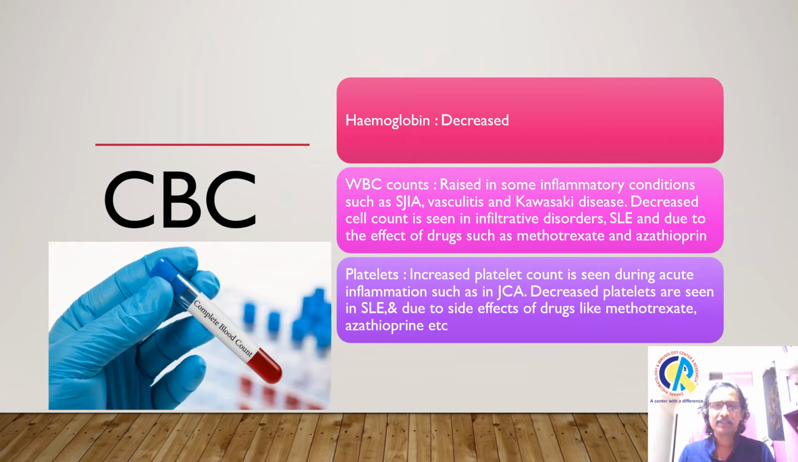It could be reduced in infiltrative disorders like leukemias, and in systemic lupus erythematosus, and sometimes because of drugs that the patient is taking, like methotrexate or azathioprine. Similarly, an increase in platelets can be seen as a component of acute inflammation, which we especially see in the pediatric population in juvenile chronic arthritis. Reduction in platelets is seen in systemic lupus erythematosus and sometimes as part and parcel of the side effects of drugs like methotrexate or azathioprine.